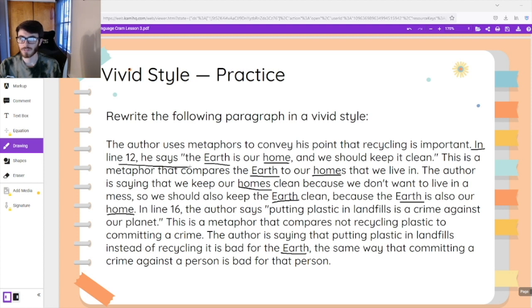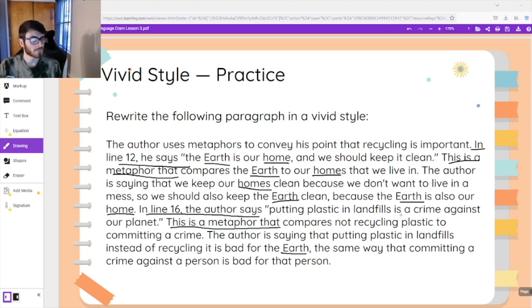It also uses the same sentence structure to introduce evidence. In line 12, he says, in line 16, the author says, and then we follow it up the same way. This is a metaphor that, right? We want to switch that up as well. We don't want to introduce evidence the same way every single time. We don't want to use the same sentence structure every time we do a specific thing.